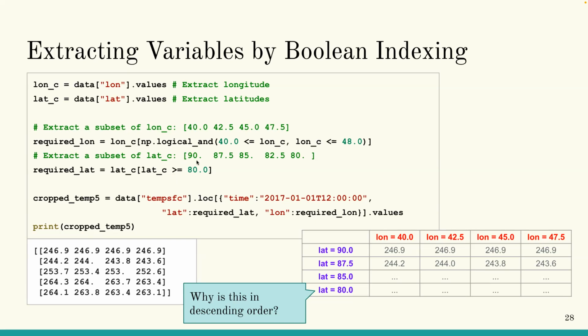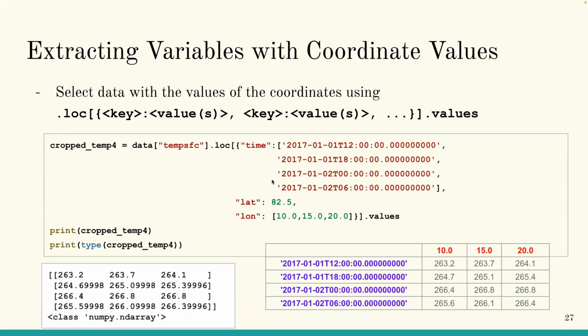Okay, and then we do the same for latitude. For example, if you want the latitude larger than or equal to 80, it will give you the values, and then put that into required latitude in here. So inside your bracket is the mask. I hope you remember that. The mask contains the trues and falses. And then we put that back to what we did in the previous slide.